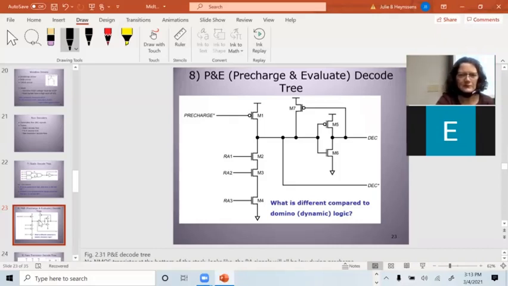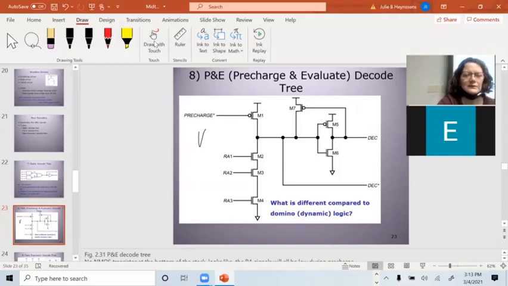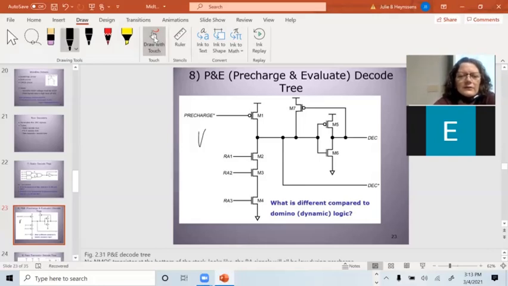Something's wrong here. Touch, don't touch. I don't know why it won't let me draw. Am I in white? No. I don't know, but it won't let me draw on it. I can draw with my finger if I touch, so I'll draw with my finger.